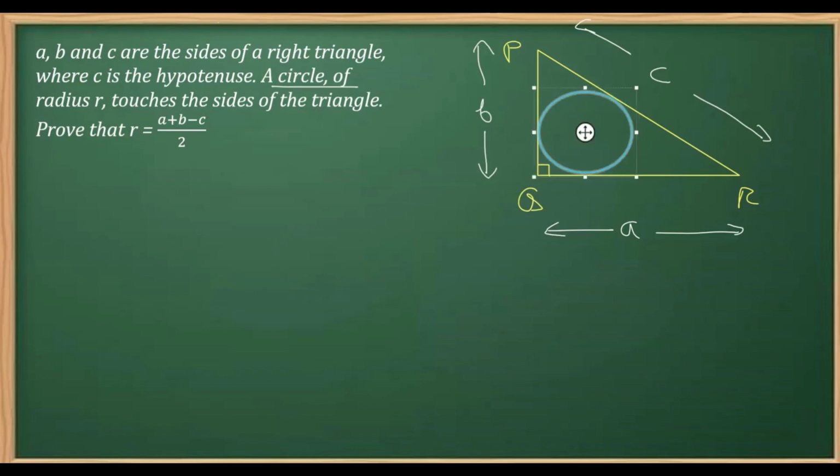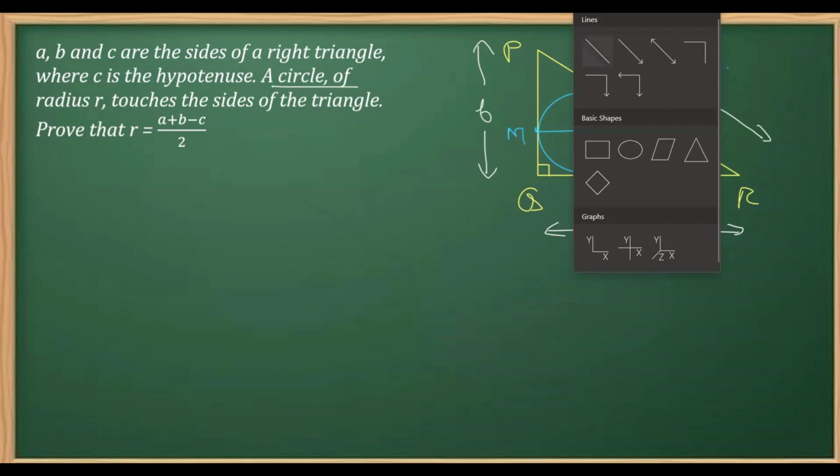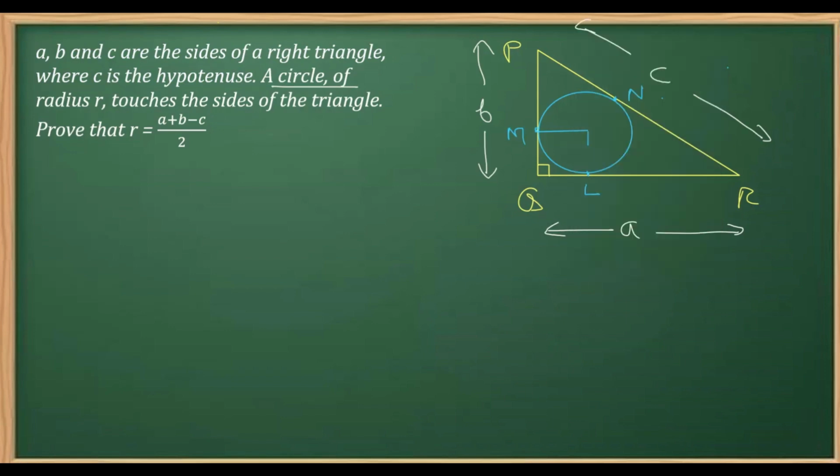Now I name this point of contact, say I name this as M, L, and N. This is the point of contact over here. Now, further it says of radius R. So let's say I draw the point of contact, join the point of contact with the center. This is nothing but the radius over here. So I take this as R, the radius.